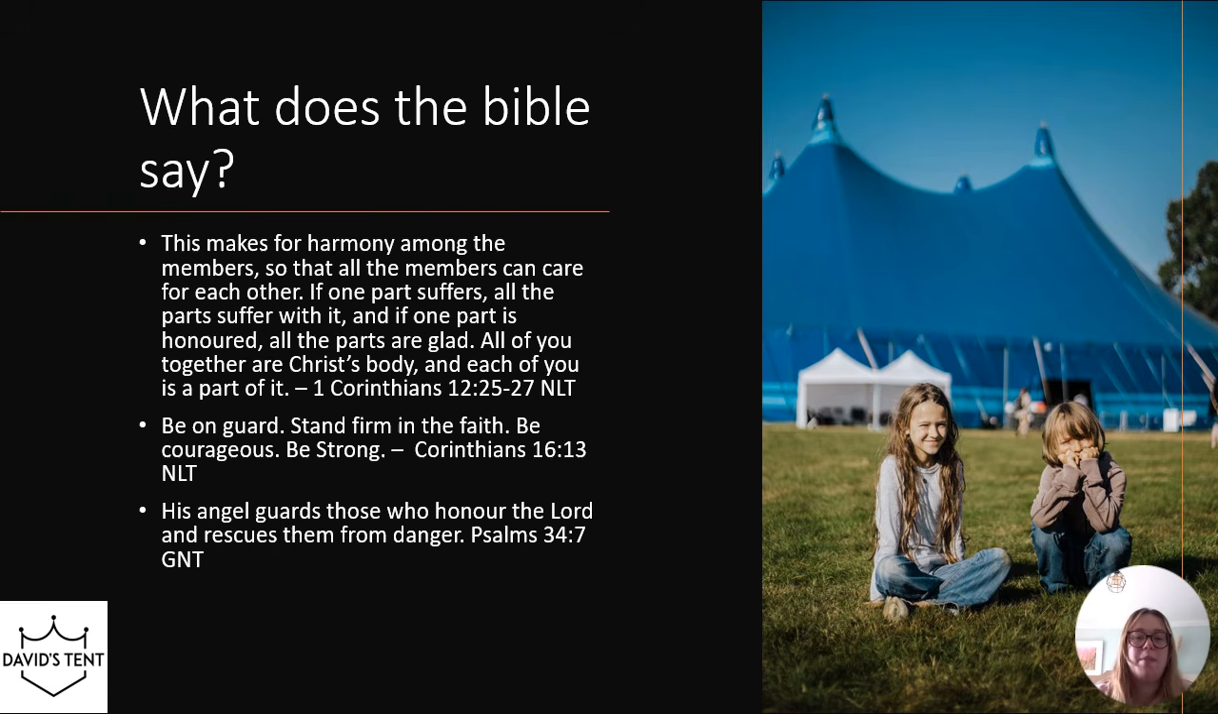The Bible talks about there being harmony amongst the members so that all members can care for each other. If one part suffers, all the parts suffer with it. And if one part is honoured, all parts are glad. All of you together, Christ's body, and each of you is a part of it.